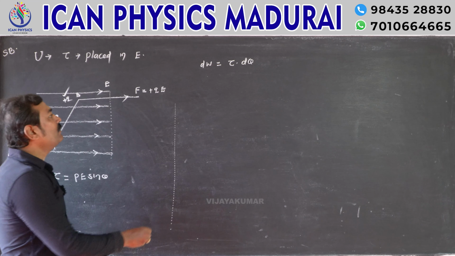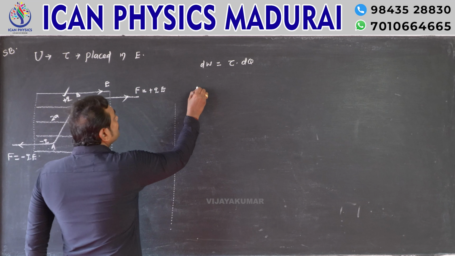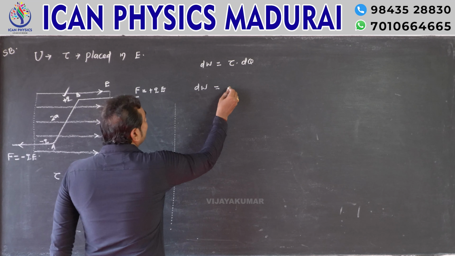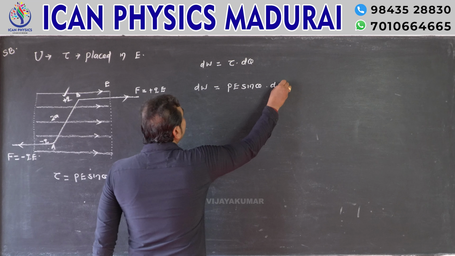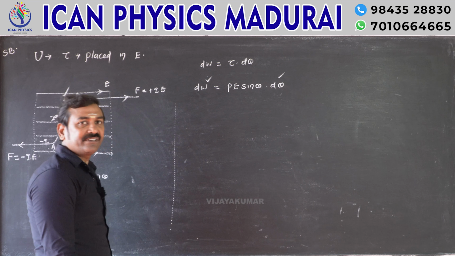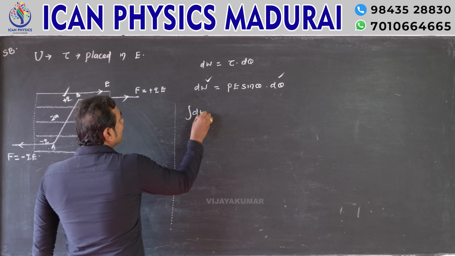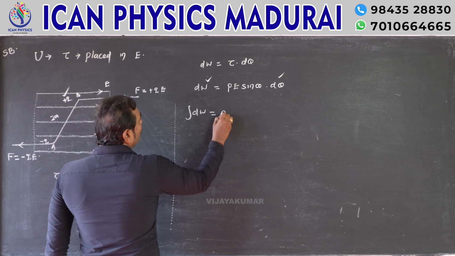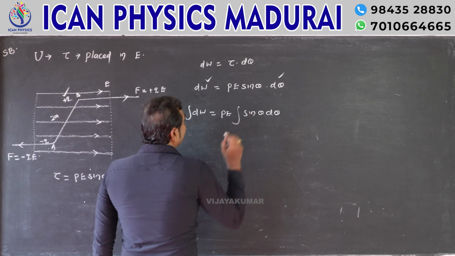So what is the value of torque tau? pE sin theta. So dW equal to pE sin theta into d theta. Now both of the sides we are having differential form. Now we can go for integration. So integral dW equal to pE into integral sin theta d theta.